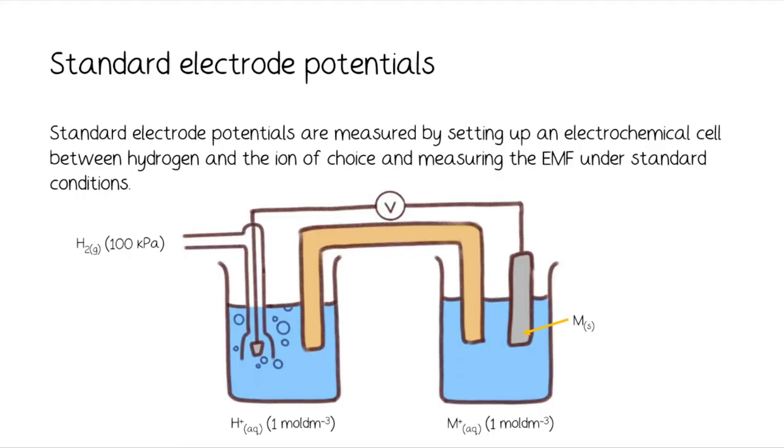Just as a quick summary, those numbers that I was giving you of this many volts and whatever, it all comes from standard electrode potentials, which is where you get the metal you want to test and put it against a standard hydrogen electrode, make sure the pressure is 100 kilopascals, make sure the temperature is 298 Kelvin, and make sure all solutions are 1 mole per decimeter cubed, and then that's what gives you that number.